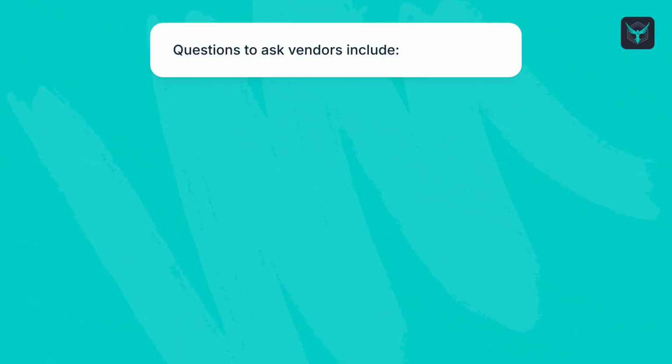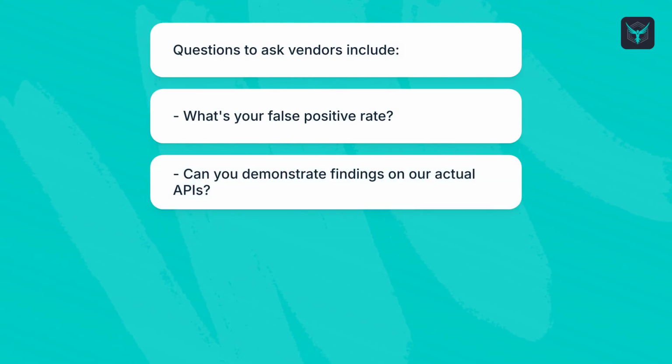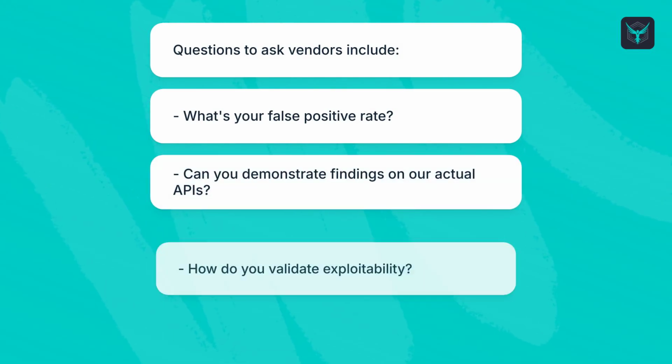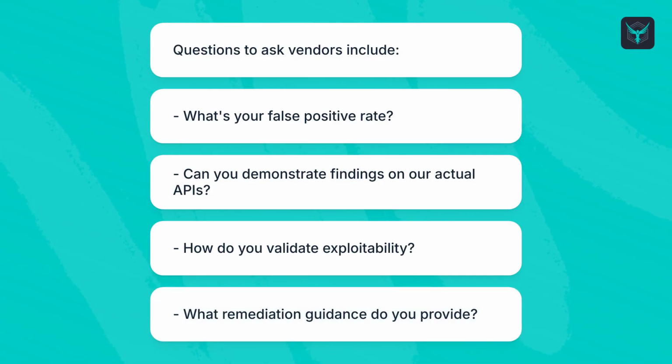Questions to ask vendors include, what's your false positive rate? Can you demonstrate findings on our actual APIs? How do you validate exploitability? What remediation guidance do you provide?